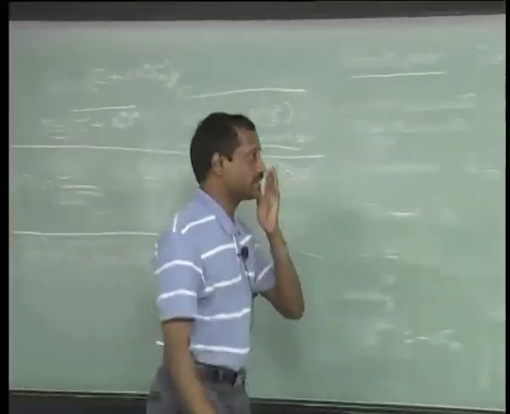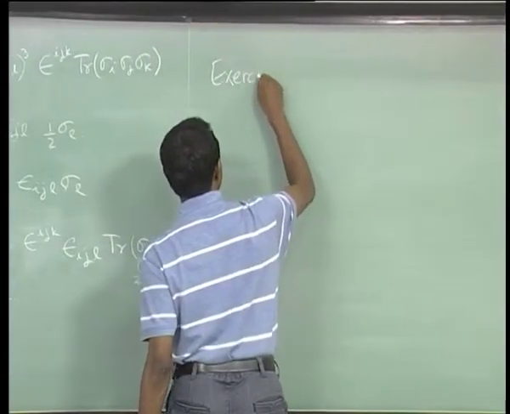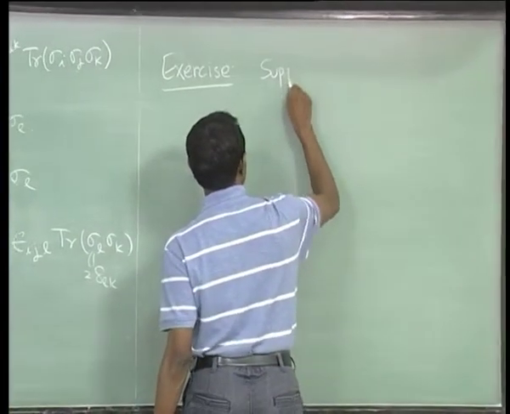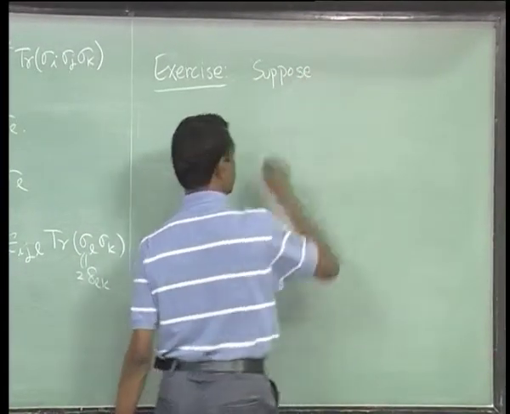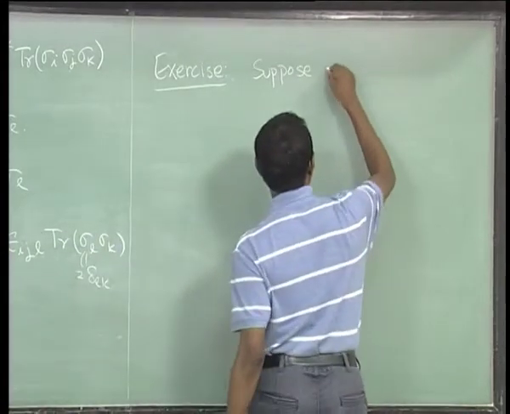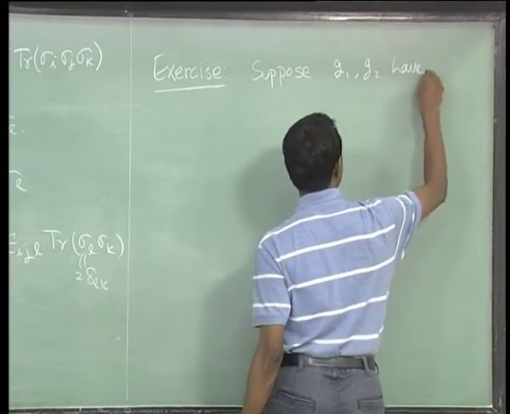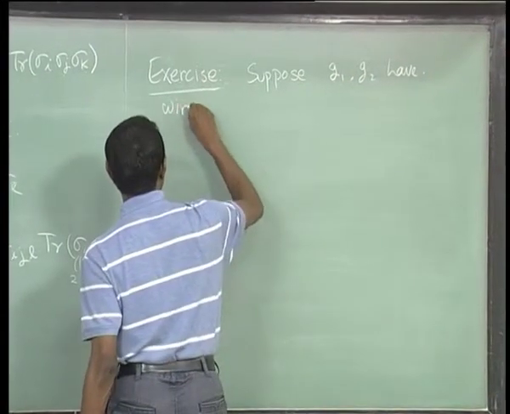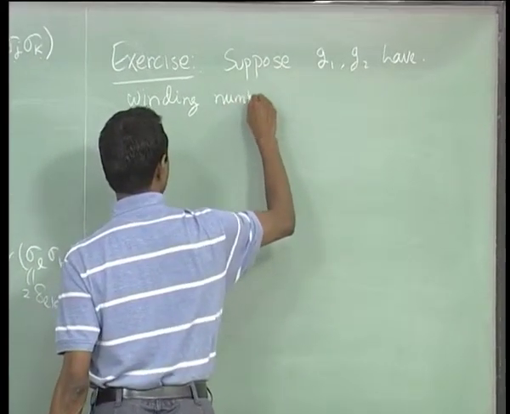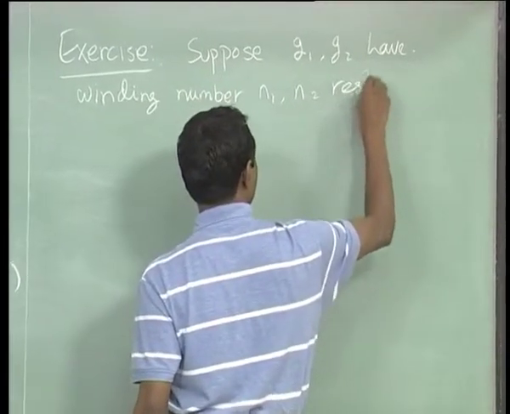So now there are some exercises which you should do. The exercise is the following: additivity of winding number, which intuitively is clear. Suppose G1 and G2 have winding numbers, I will keep calling it winding number, you understand what I mean, N1 and N2 respectively.